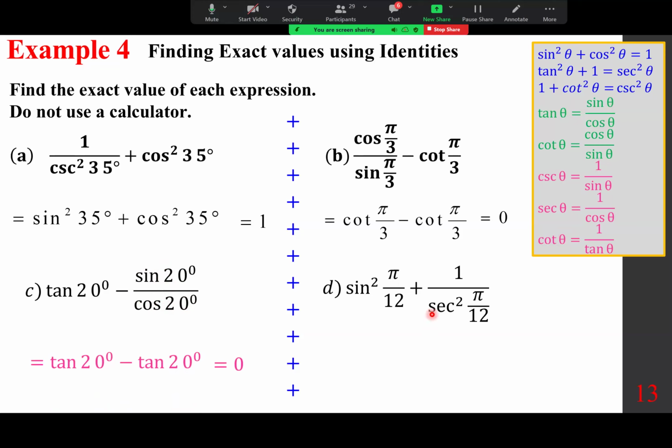Sine squared of 12 plus 1 over secant squared of 12. So I want you to concentrate on this one. 1 over secant is cosine, since secant is 1 over cosine. So this is cosine squared. And again, going back to the very first Pythagorean identity, sine squared plus cosine squared, both of them have the same argument, 12. The answer is 1.